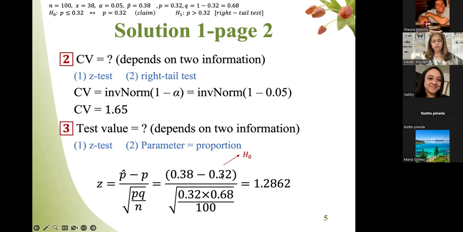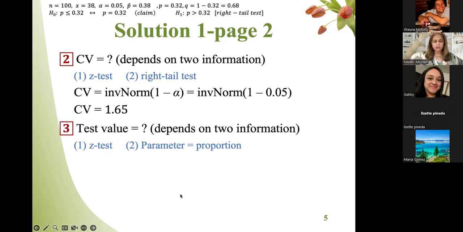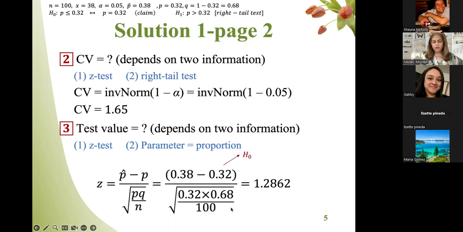So 0.38 minus 0.32 divided by the square root of... whatever number for this formula you have, the last number that you have in the numerator goes under the radical. So you start with that number, 0.32, your P. Under the radical sign, you start with the p, 0.32 times its complement 0.68, divided by 100. I enter the whole thing in my calculator, and I end up with 1.2862. Don't forget parentheses around the numerator. Okay, that's your test value.